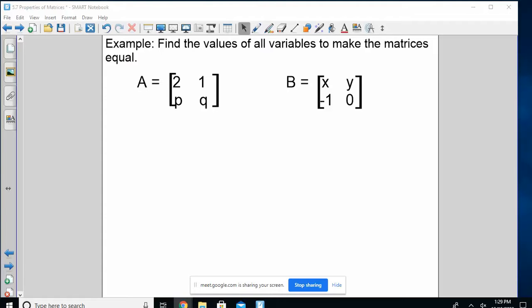-1. So my P is -1. What do you think Q has to be? 0. Q is 0. X would be? 2. And Y is 1. In other words, for matrices to be equal, they have to have the same number in the same spot in two matrices. Any questions about that?